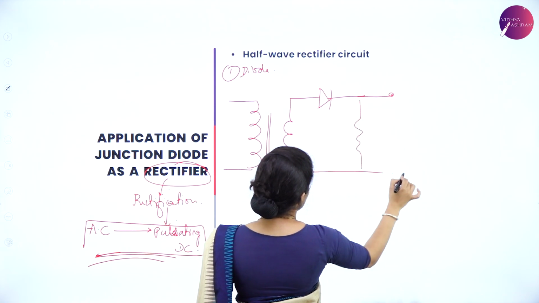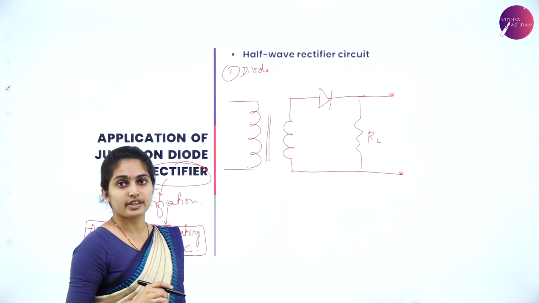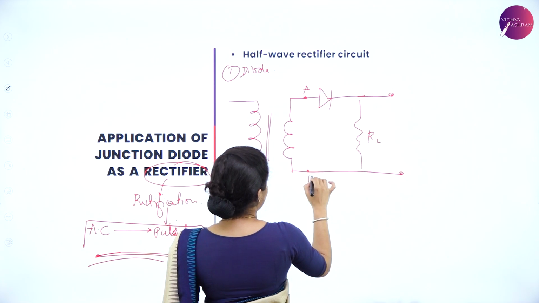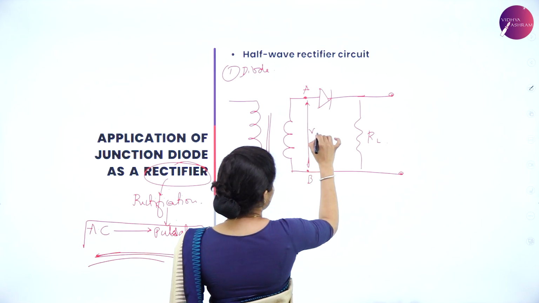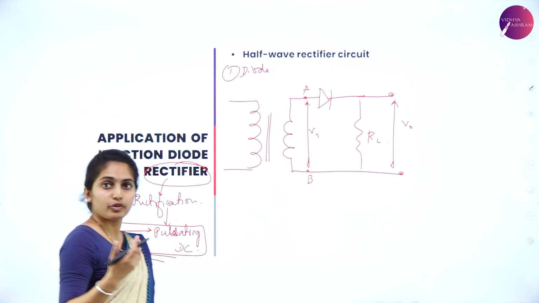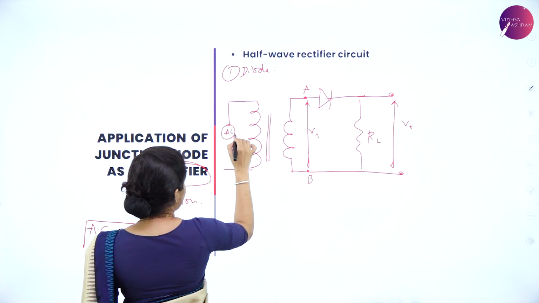There is a load resistor, call it RL. So this is the setup of a half wave rectifier, wherein the input signals are measured at points A and B. Here input signals are measured, and here you measure the output signals. You know about forward bias and reverse bias. There is an AC source connected over here.